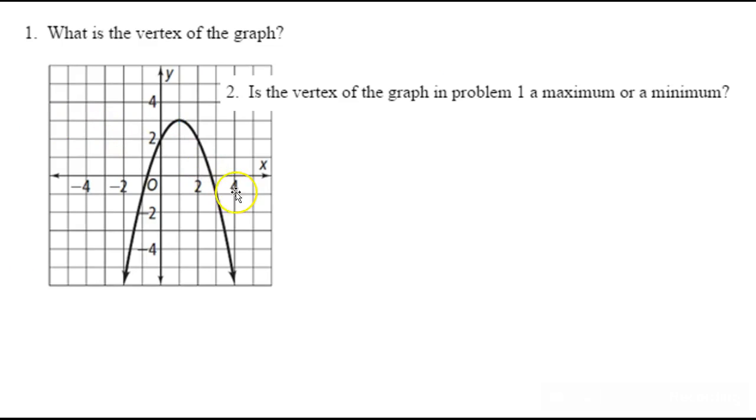Now number 2 was related to this. And in this case, this vertex right here is a maximum. The y values do not go any higher than this. A minimum would look something like this on a graph, and that vertex would be right there.